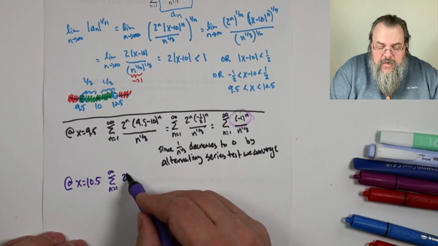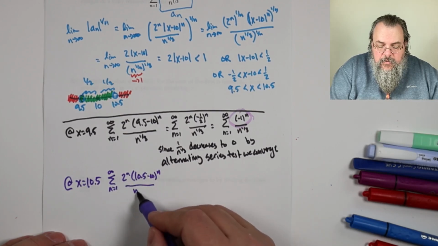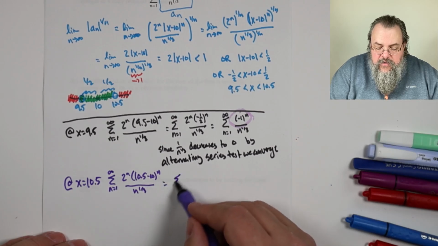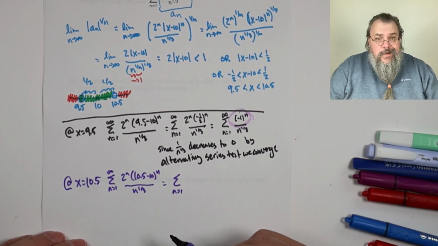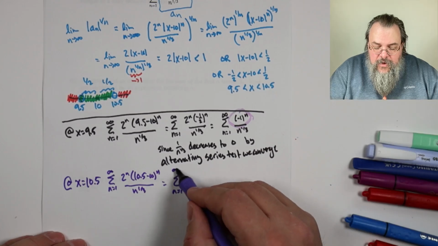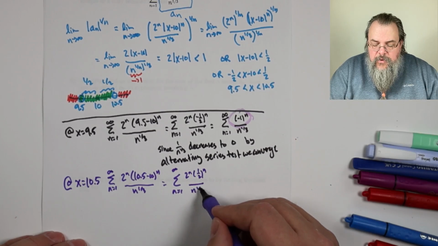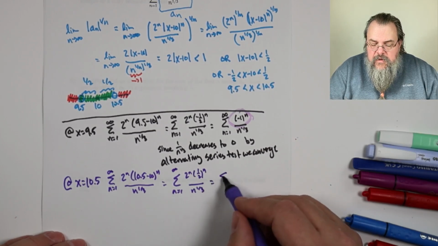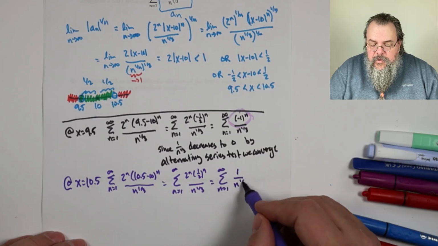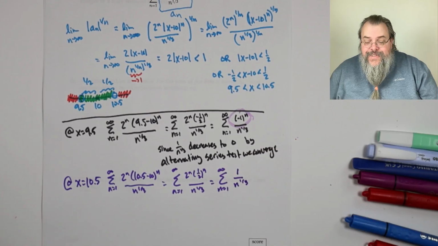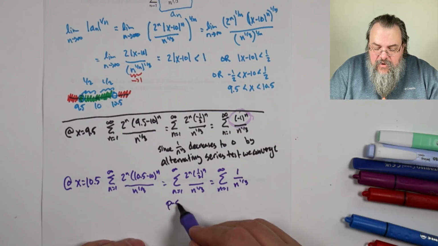So we have 2 to the n, 10.5 minus 10 to the n over n to the 1/3. Now here it's very similar, except 10.5 minus 10 is positive a half, not negative a half. So we're going to get 2 to the n, 1/2 to the n over n to the 1/3. And that means we're going to get sum 1 to infinity of 1 over n to the 1/3. Now, what is this? This is a p-series.